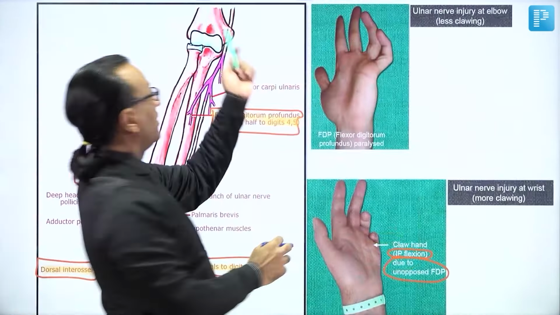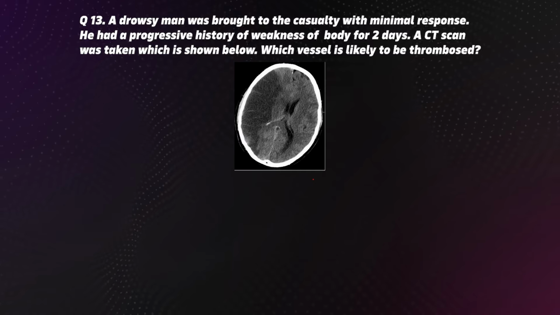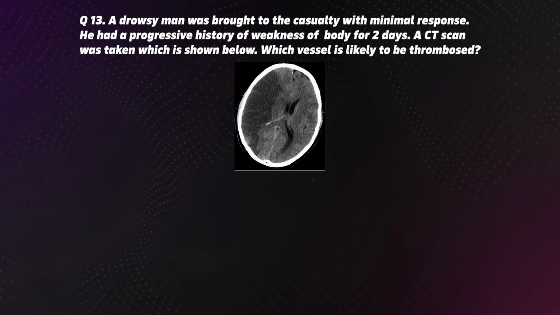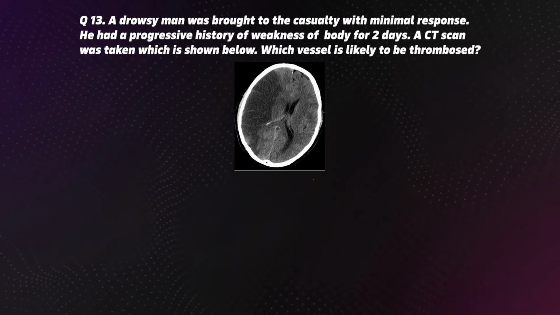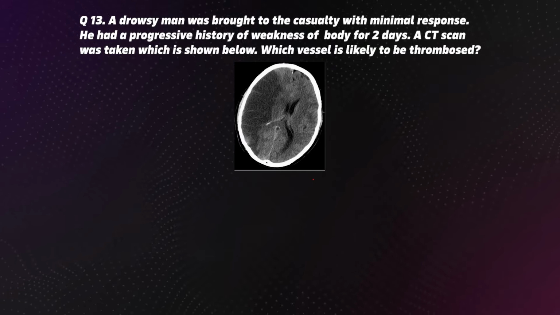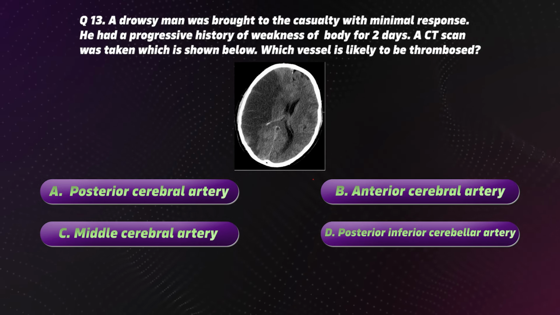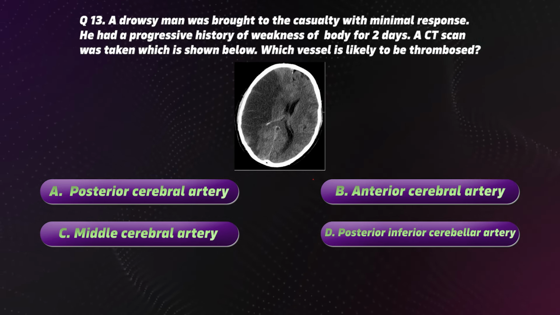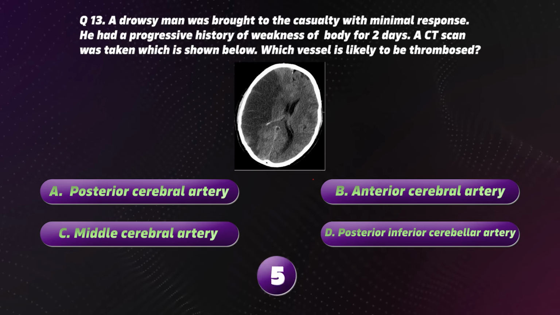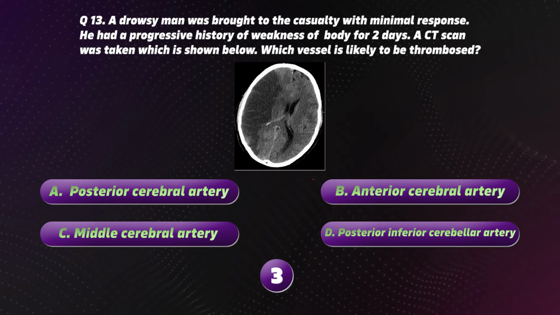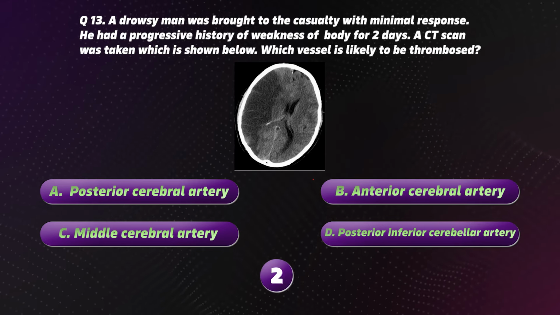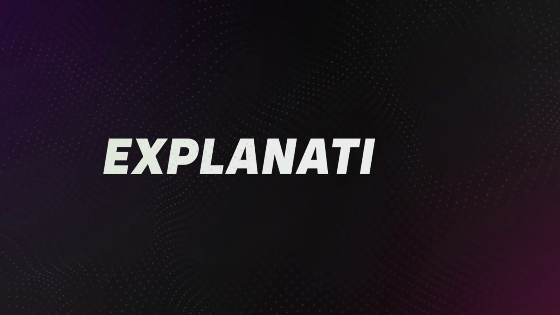Question 13. A drowsy man was brought to the casualty with minimal response. He had a progressive history of weakness in his body for 2 days. A CT scan was taken, which is shown below. Which vessel is likely to be thrombosed? Here are the options. A. Posterior cerebral artery. B. Anterior cerebral artery. C. Middle cerebral artery. D. Posterior inferior cerebellar artery. And the correct option is C. Middle cerebral artery. Here's the explanation.